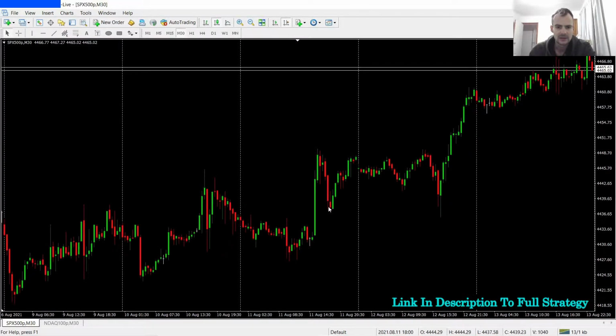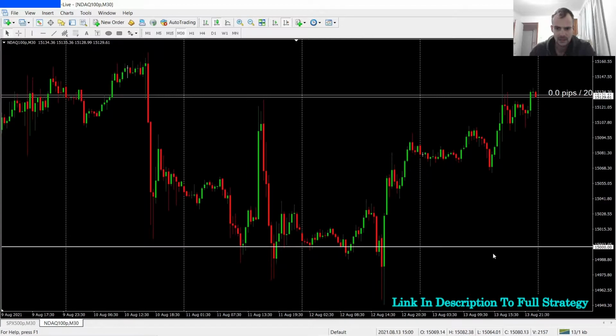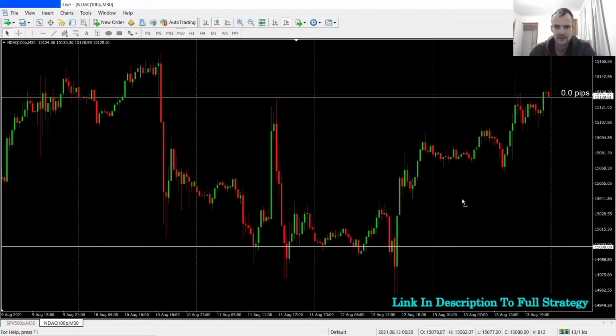So in my mind, these two pairs fundamentally and technically, on the long term, are super correlated. So what I did was on the NASDAQ, what I saw was that we can also see here that we are right at this 15,000 price handle. So NASDAQ is looking to break this price handle and move higher.